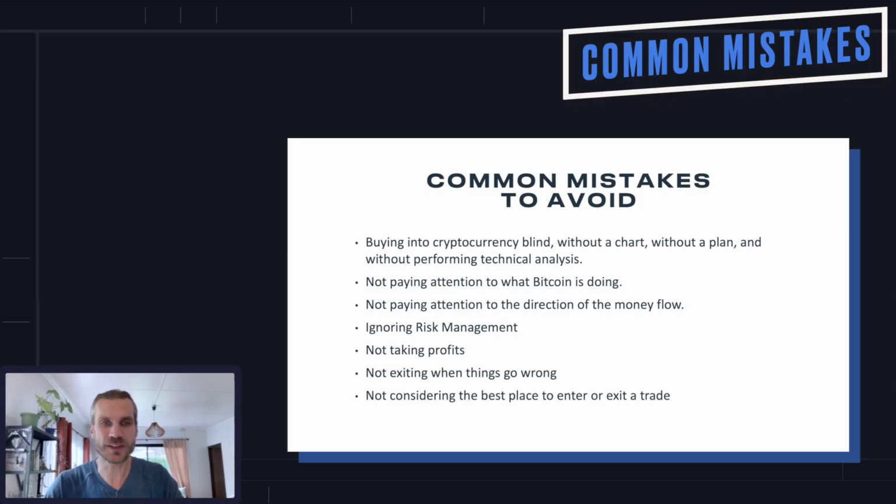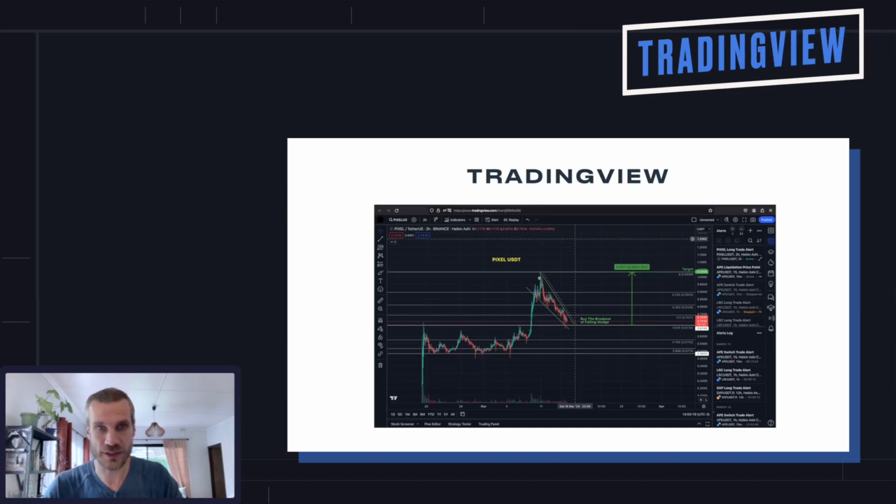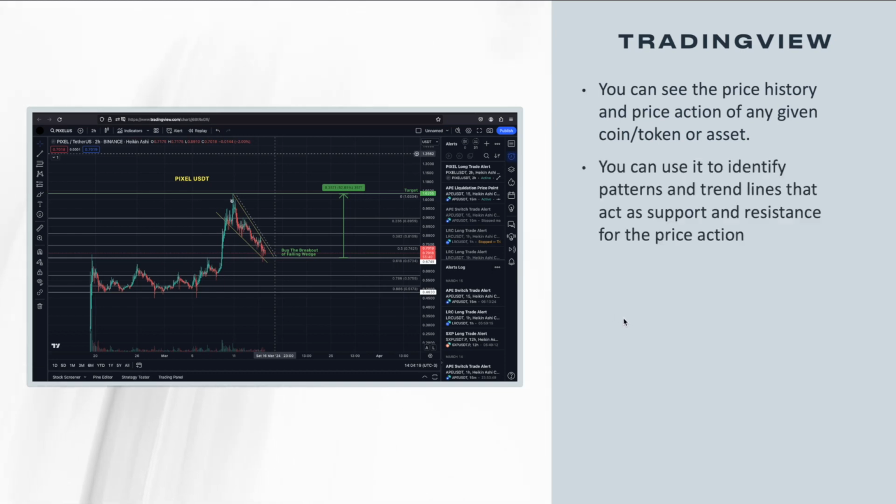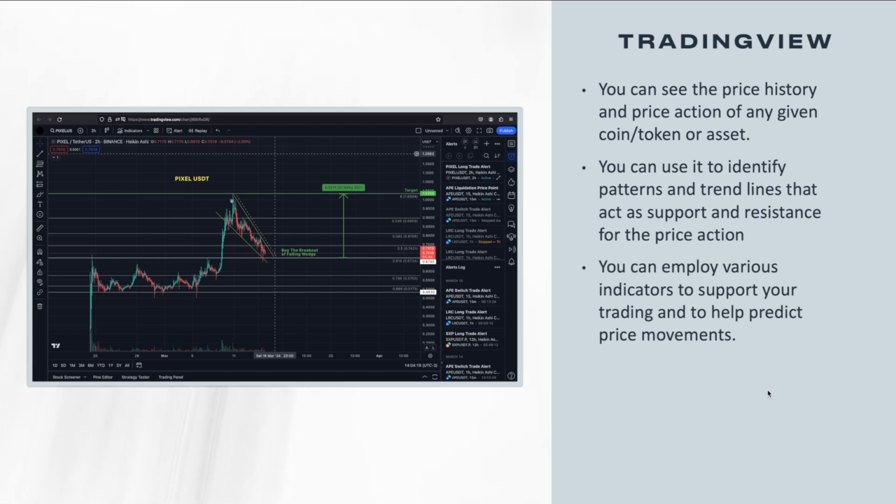But where do we start if we want to get into crypto? Well, firstly, we start with TradingView. In TradingView, you can see the price history and price action of any given coin, token, or asset. You can use it to identify patterns and trend lines that act as support and resistance for the price action. We've got some horizontal lines on here and some diagonal ones which are acting as resistance and support for the price action. You can employ various indicators to support your trading and to help predict price movements.